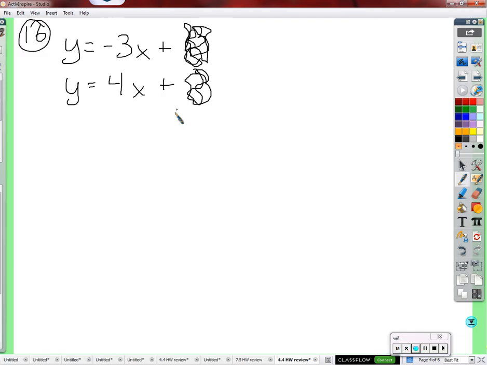That would be parallel. And there's no way these lines are the same line, because they'd have to have the same y-intercept. So we don't know what it is, but we know there's only one solution possible, whatever it is, wherever it is.